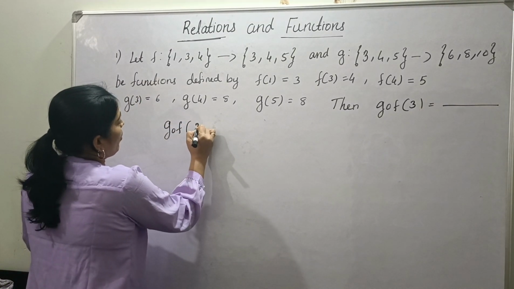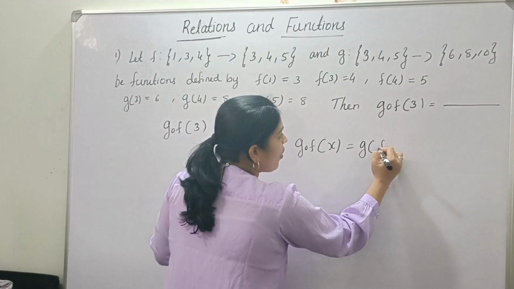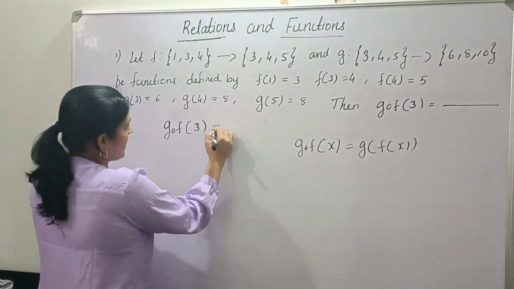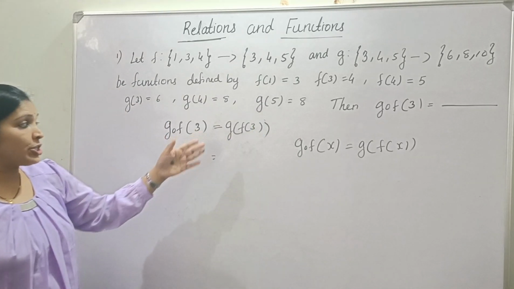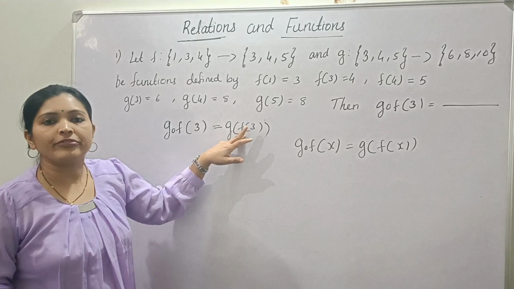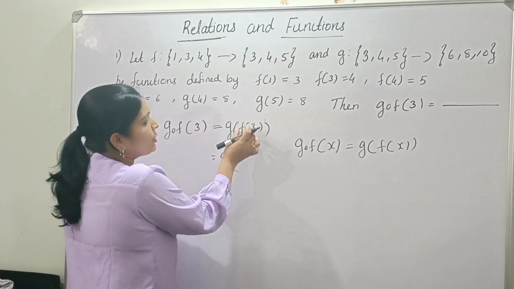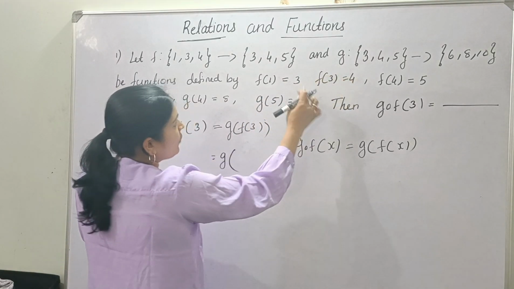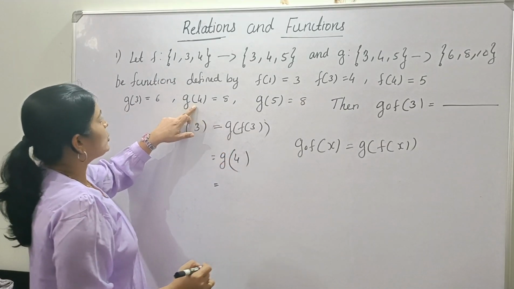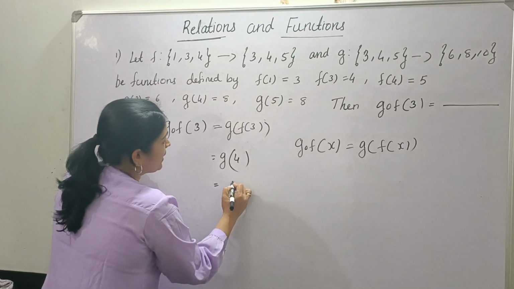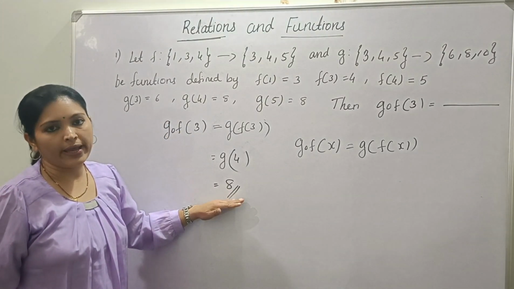G composite f of 3. See, what is g composite f of x? That is equal to g of f of x, right? So we can write it as g of f of 3. As I mentioned before, first of all let us find the value of f of 3. What is f of 3? That is image of 3, that is 4, right? F of 3 is 4. So g of 4. Now what is g of 4? Image of 4, g of 4 is nothing but 8. Therefore, g composite f of 3 is equal to 8.